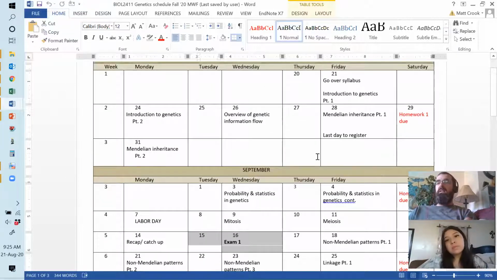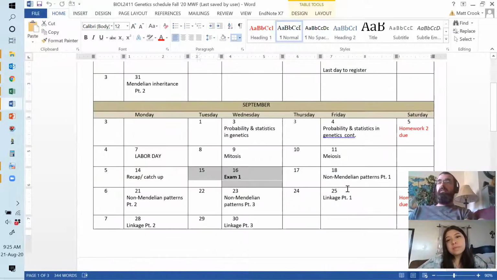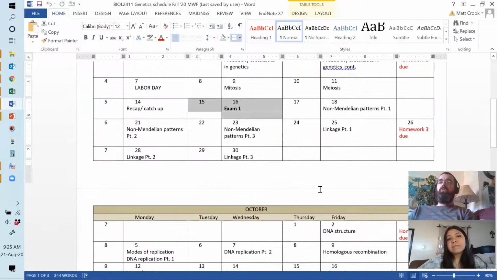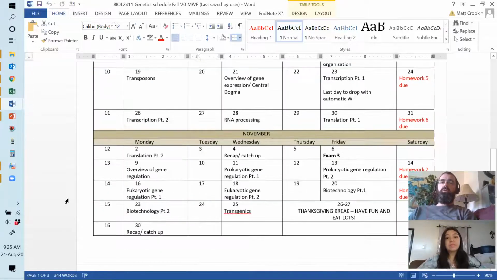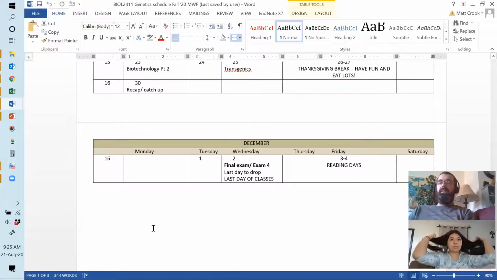Mendelian inheritance, some math, cell division, stuff like that, right? Exam 2 is only non-Mendelian inheritance, linkage, which is a doozy, right? And DNA replication, right? They're not explicitly cumulative, even. Well, all the way down here in December 2nd, seems like a long time away, right?